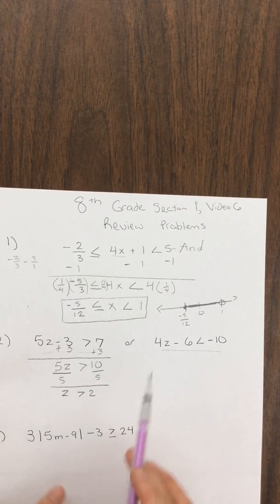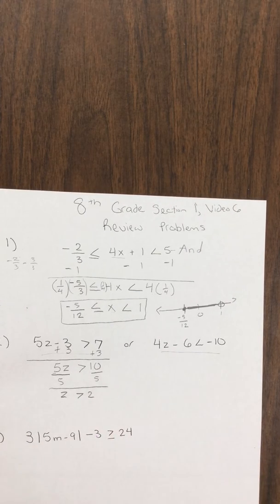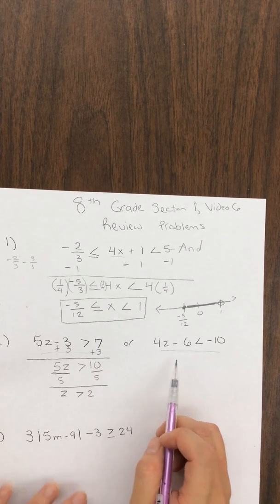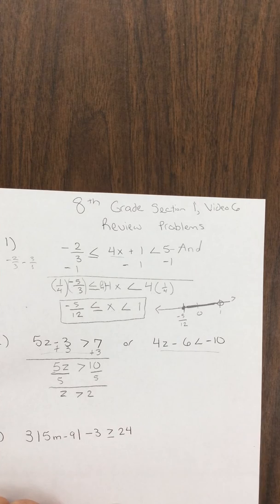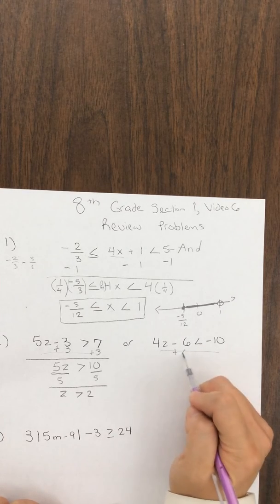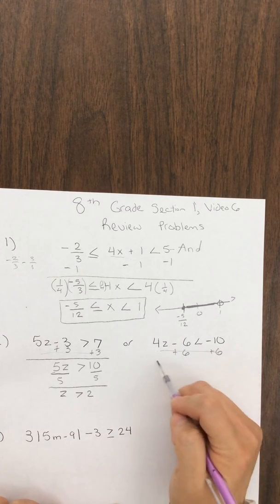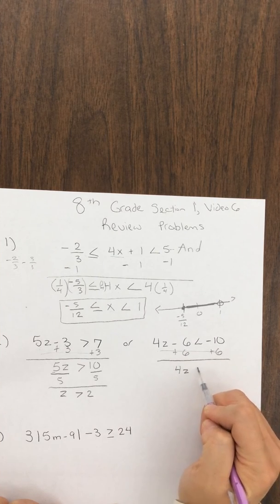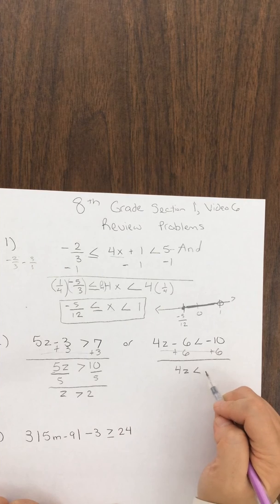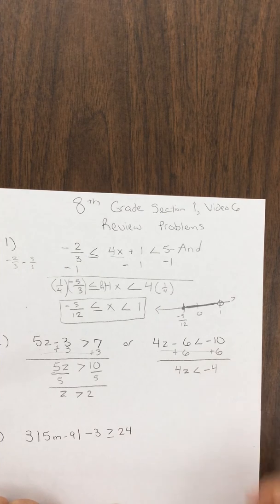Now I'm going to have to solve both of these inequalities before I can come up with the final solution. So on the other side, we have 4z minus 6 is less than negative 10. First thing I have to do is add 6 to both sides. When I add 6 to both sides, I get 4z is less than negative 4. Okay? Divide both sides by 4.